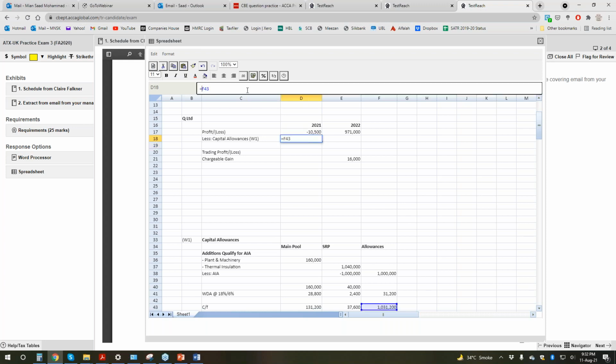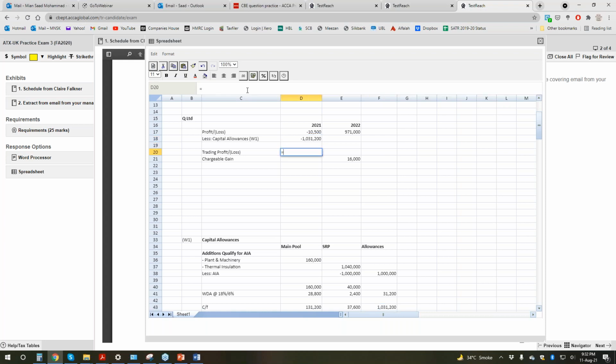And I can put a negative sign because I have to deduct the capital allowances. Now when I add this, it will add both. Yes, so this will be my total loss before the capital allowances.